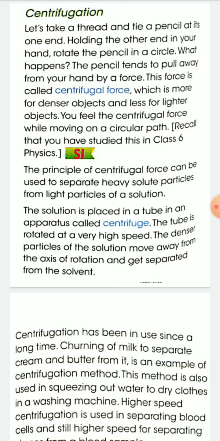What is the process of centrifugation? You have to place the solution in a tube in an apparatus which is called a centrifuge. Then the tube is rotated at a very high speed. Then what will you see? You will see that the denser particles of the solution move away from the axis of rotation and get separated from the solvent.